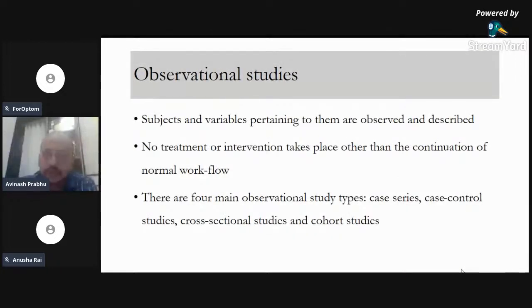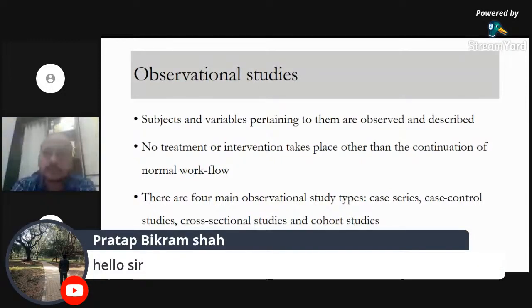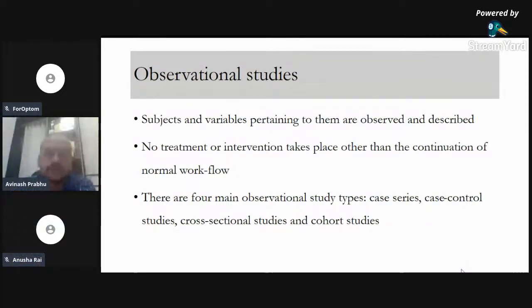Just to give an overview of observational studies, subjects and variables pertaining to them are observed and described. No treatment or intervention takes place other than the continuation of the normal workflow. There are four main observational study types or designs here: case series, case control studies, cross-sectional studies, as well as cohort studies.